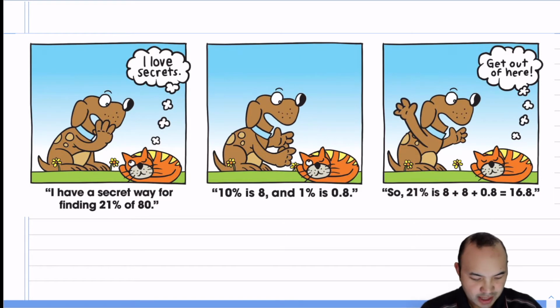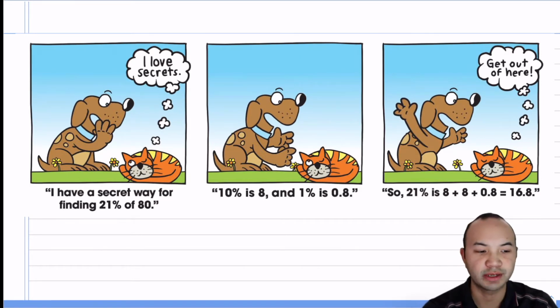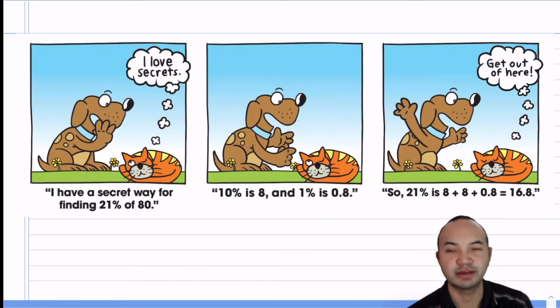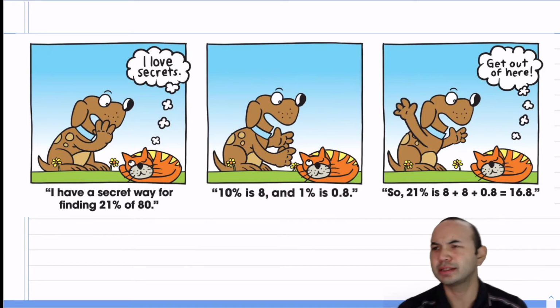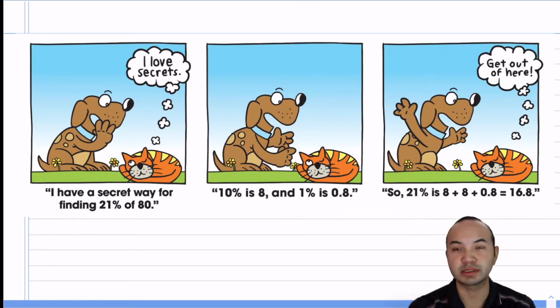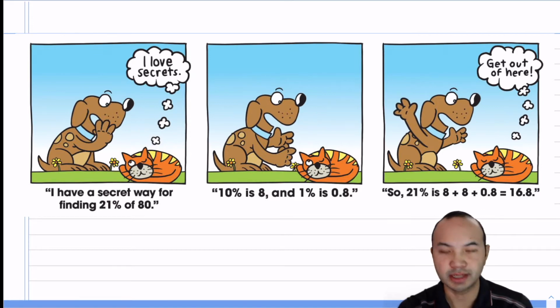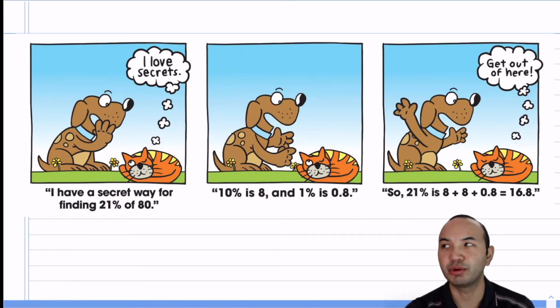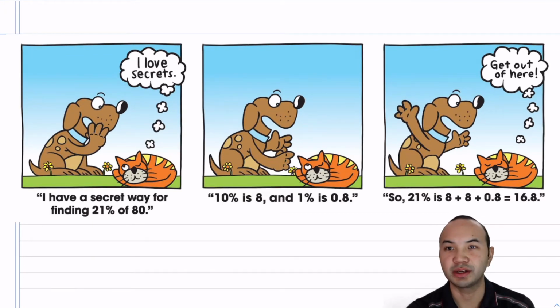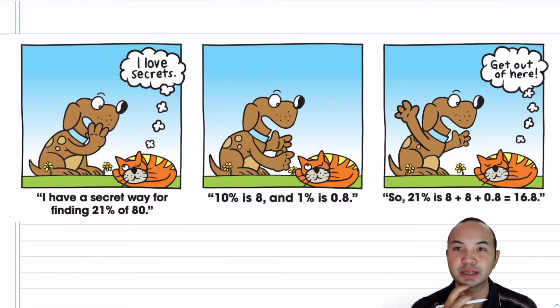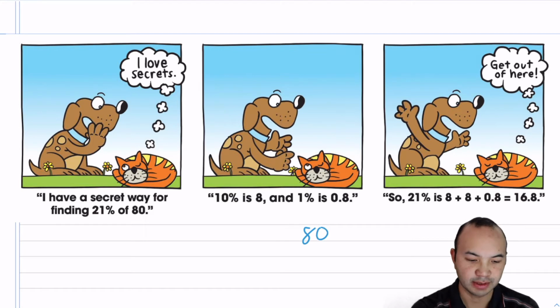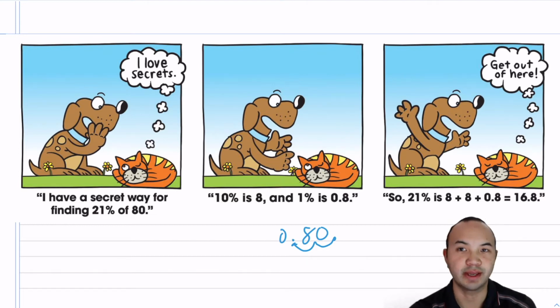I love secrets. I have a secret for a way of finding 21% of 80. Well, 10% of 80 is 8. That makes sense, right? You just divide by 10, you get 8. And 1% is 0.8, which also makes sense, because if you're taking 1%, you're just dividing by 100. You're moving the decimal over 2 times to the left. So it's 0.8. That's 1% of 80.